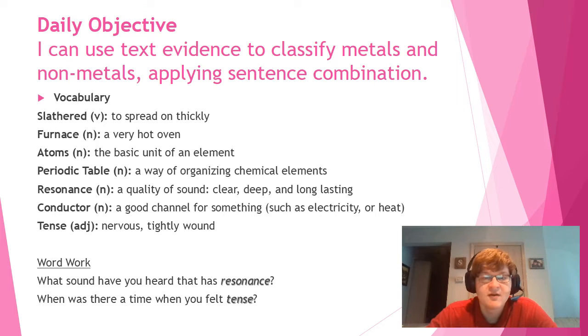Conductor. A conductor is a good channel for something. So it's a way of connecting to things such as electricity or heat. Water is a good conductor for electricity. It's a good channel; it's a way for electricity to move, to go through water. For heat, a good conductor might be something like wood or some dry leaves. It's something that channels the element and allows it to keep going. And lastly is tense. It's an adjective. Say nervous or tightly wound.